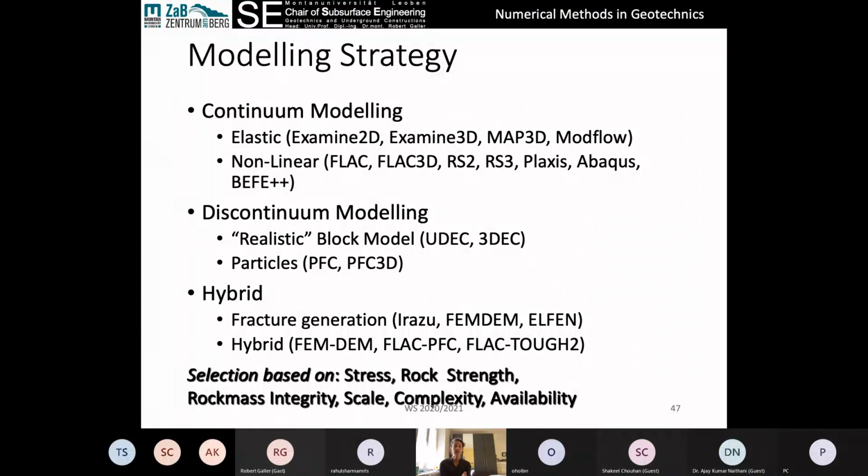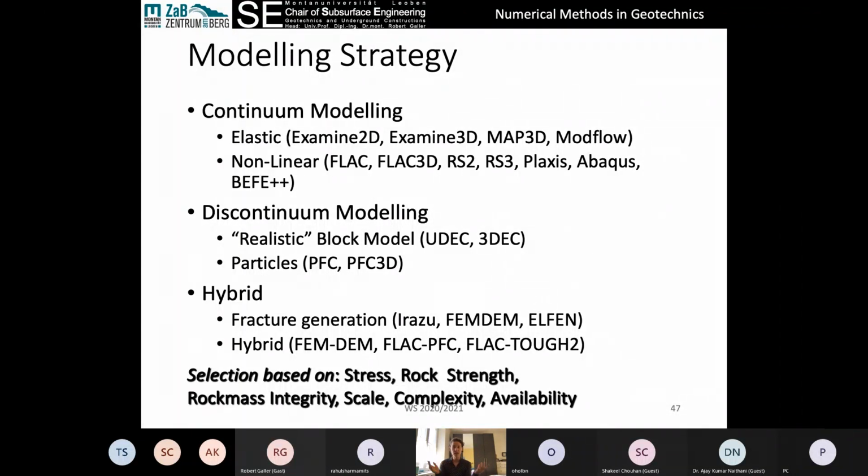And then, of course, there's what the dimensions are. For most of our problems, plane strain will be fine, but sometimes we're interested in that third dimension. So it could be that an axisymmetric model is sufficient. It could be that we have to move all the way to 3 dimensions. So the selection of our tools will be based on the magnitude of stress, so how deep our tunnel is, the rock or the soil strength, if we're dealing with rock, the integrity, so how fractured it is, the scale of our problem, the complexity of our problem, and the availability of our code.